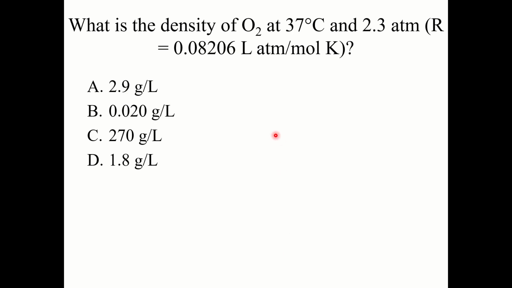Okay, so let's go ahead and have you try a problem. What is the density of oxygen gas at 37 degrees Celsius and 2.3 atmospheres? Alright, and the correct answer here is A, 2.9 grams per liter.